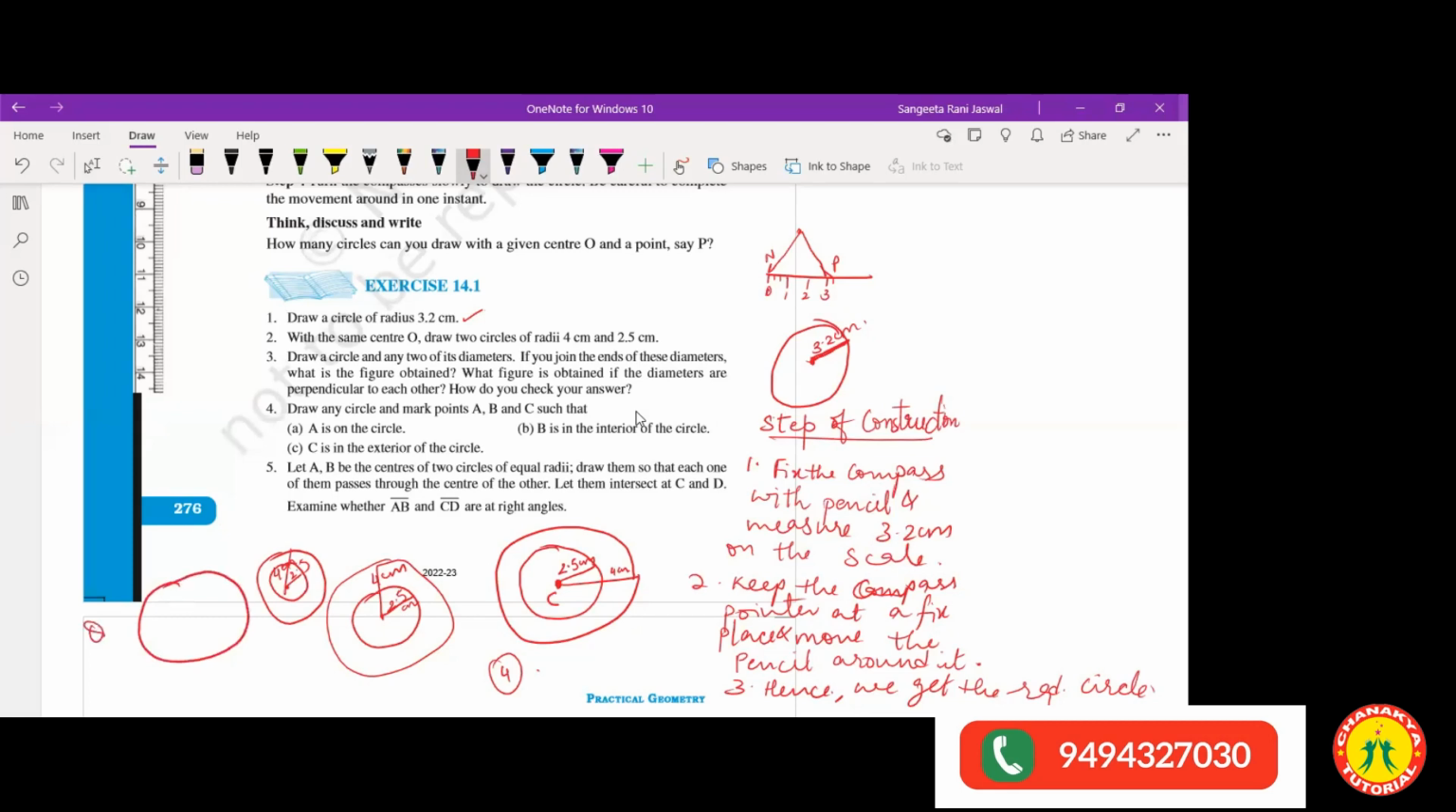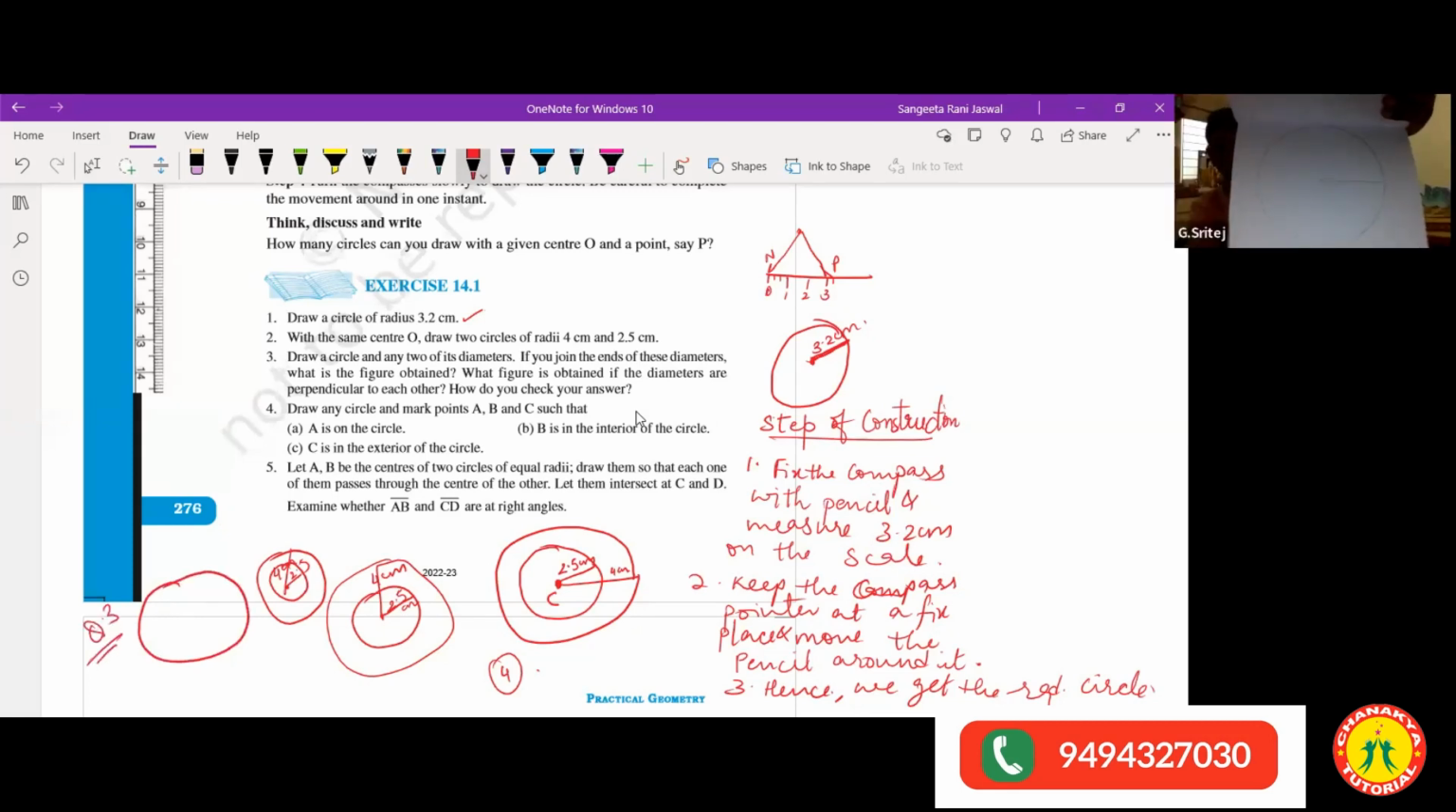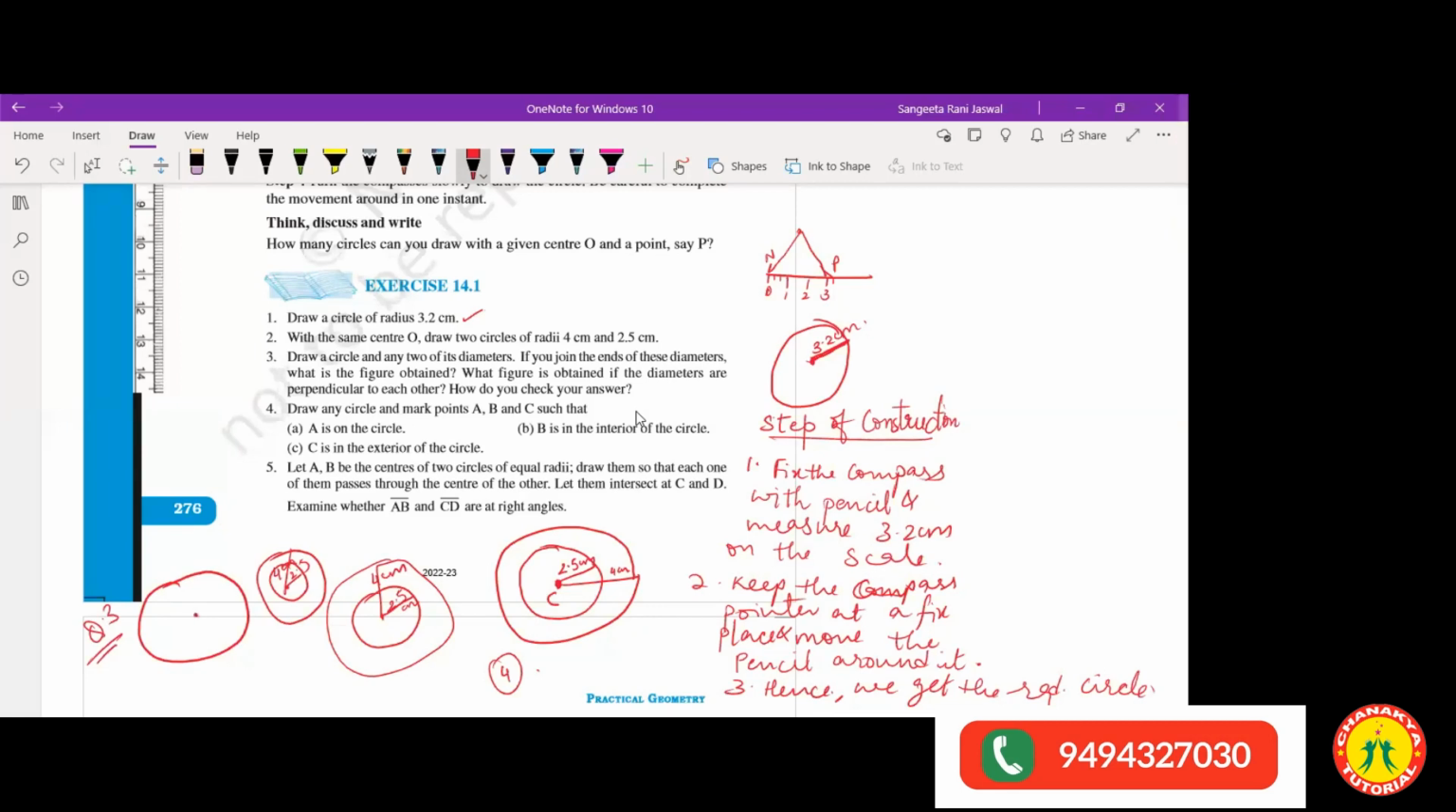Okay, this is for question number 3. So everyone made a circle with any radius. Now make a diameter on it. This was the circle, so I made a diameter on it. I made one line passing through the center. This is one diameter. Then I made another diameter on it, like this. I made two diameters, and these diameters are perpendicular.